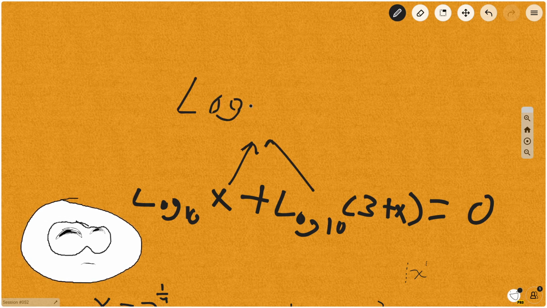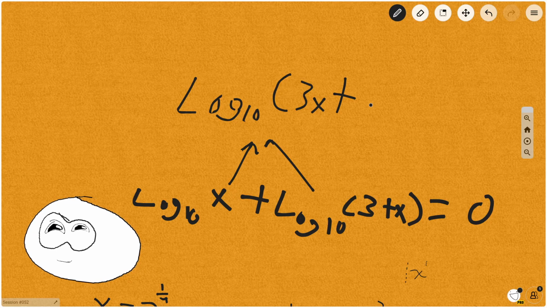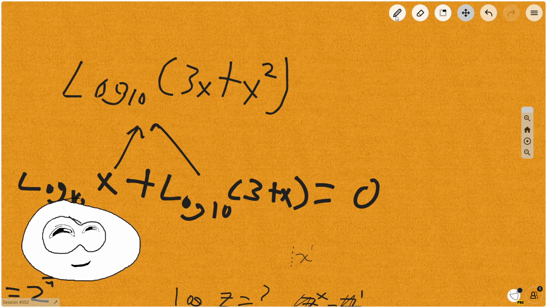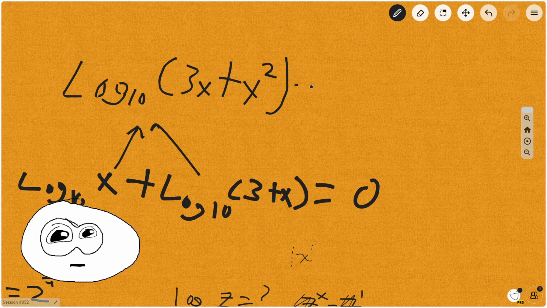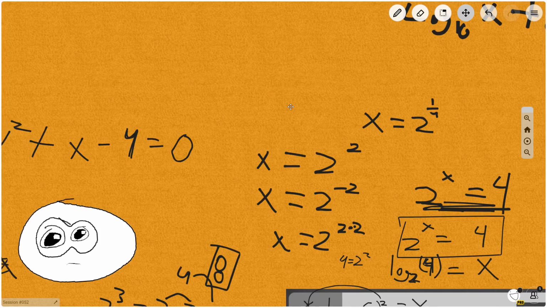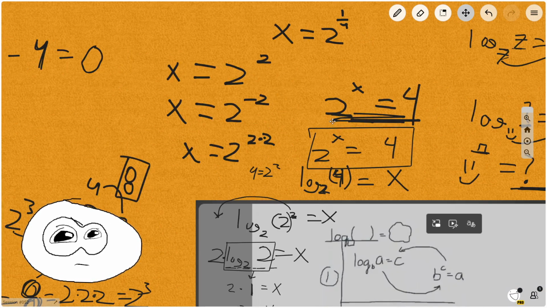Log base 10 of 3x plus x squared. Wait a minute, I'm missing something. Yeah, sorry, I'm just trying to write out a formula. Alright, equals 0. That's probably wrong. Anyways, you can end up accidentally having the quadratic formula and needing to use it at some point when you go over logs.